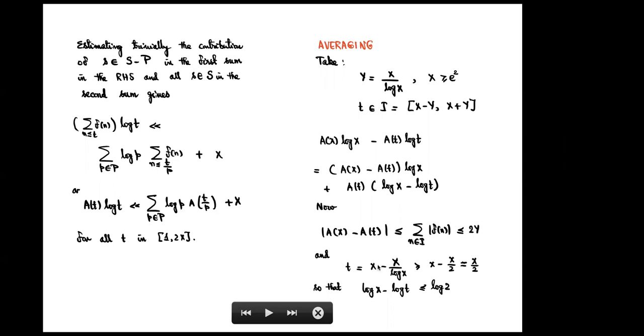Also, t is at least x minus x over log x, since y is x over log x. And that is at least x over 2, since you have assumed that x is greater than e squared or something. So your log x is at least 2.